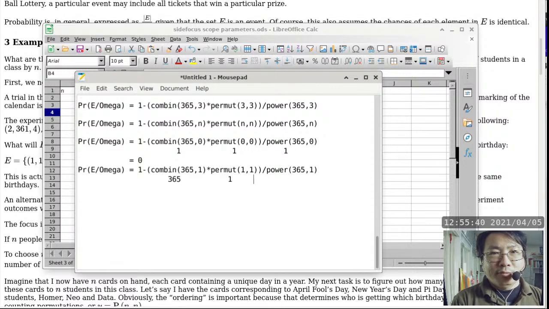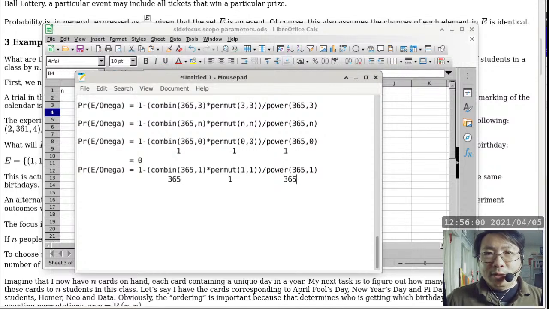Exactly. Okay, very good. What about this one? What about 365 to the power of 1? Come on, you guys are on a roll here. Yep, exactly. Very good.